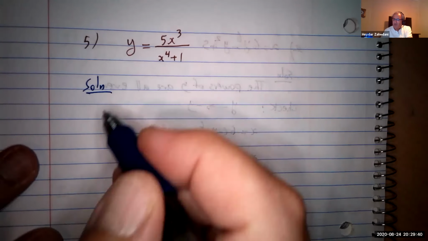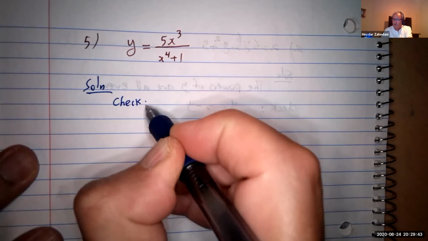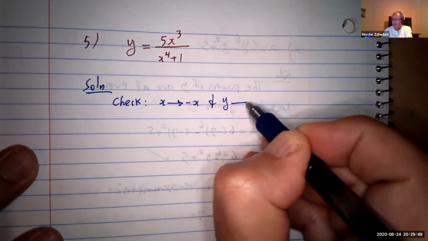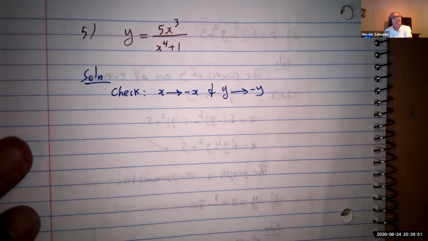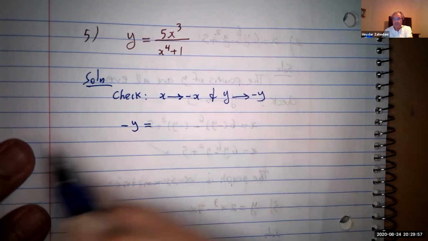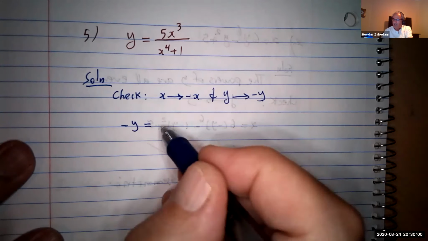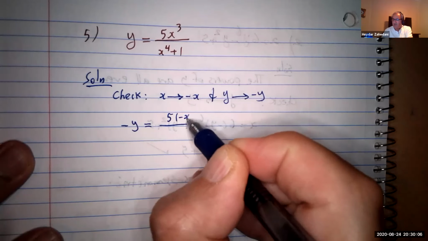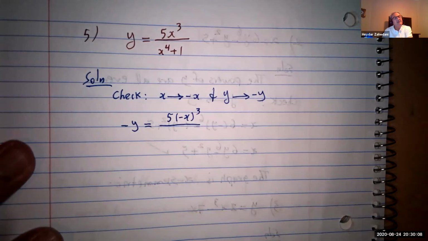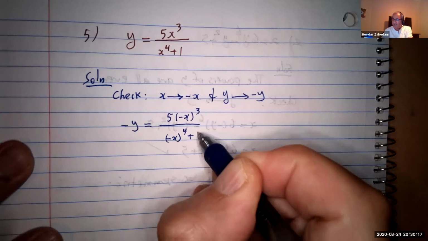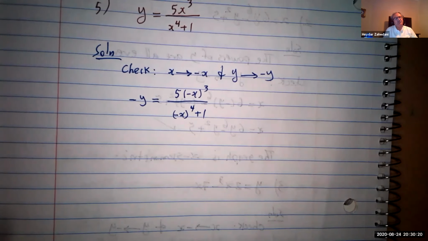So we check to see if it is going to be origin symmetric. x goes to negative x, and y goes to negative y at the same time. Replace y with negative y, that gives us negative y equal to 5 times negative x to the 3rd, and in the denominator, we change x into negative x, that gives negative x to the 4th plus 1. Any question?